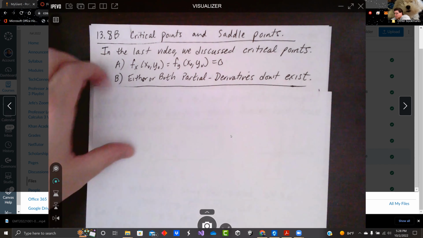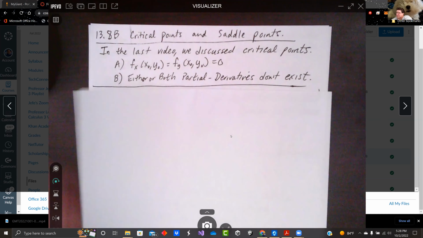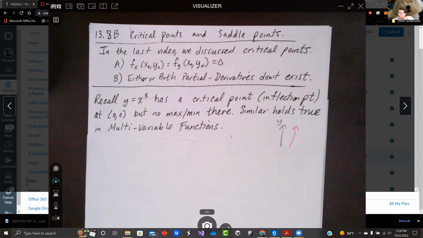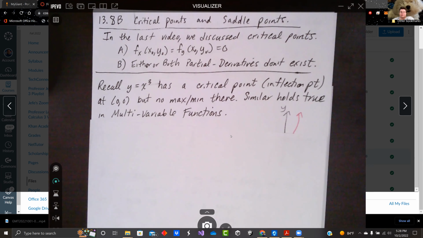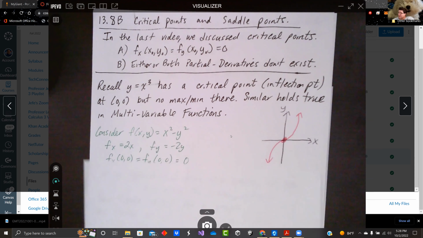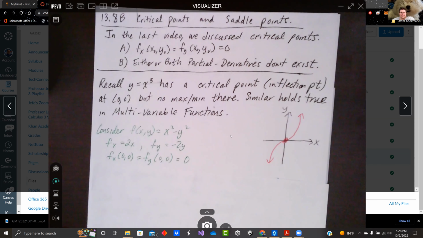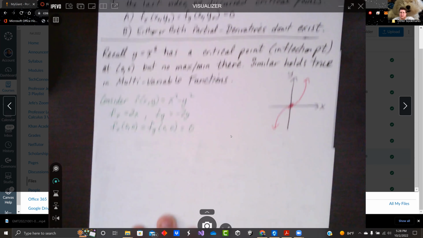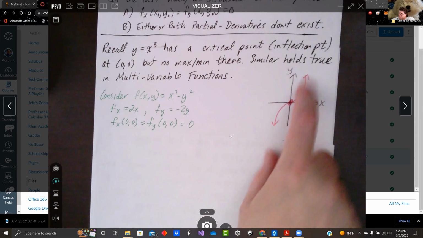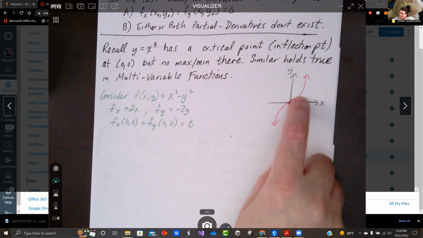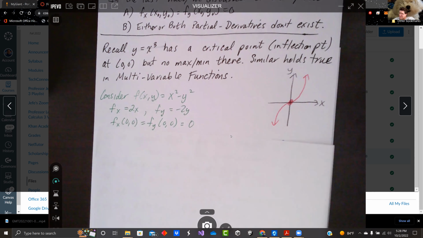Okay, so let's take a look at a function you're familiar with. Y equals x cubed has a critical point, or an inflection point, at 0, 0. It does not have a maximum or minimum there. Similar ideas hold true for multivariables. This is an inflection point, not a maximum or minimum, but the derivative is 0 there.